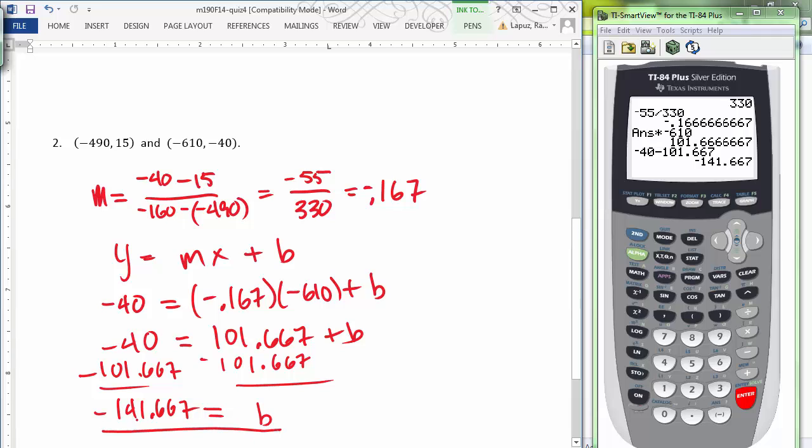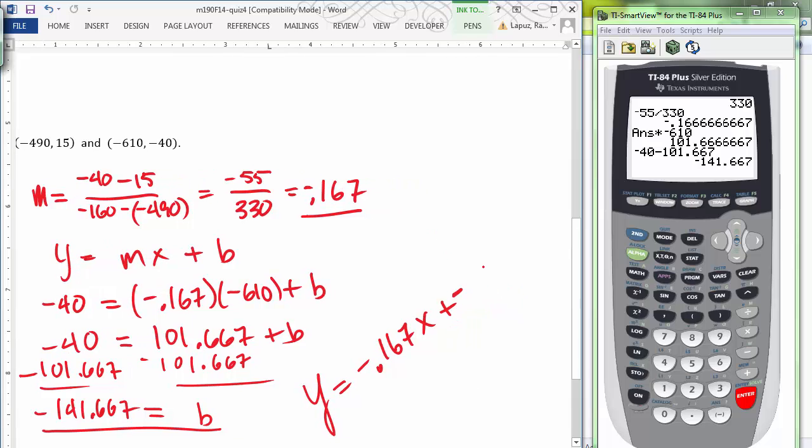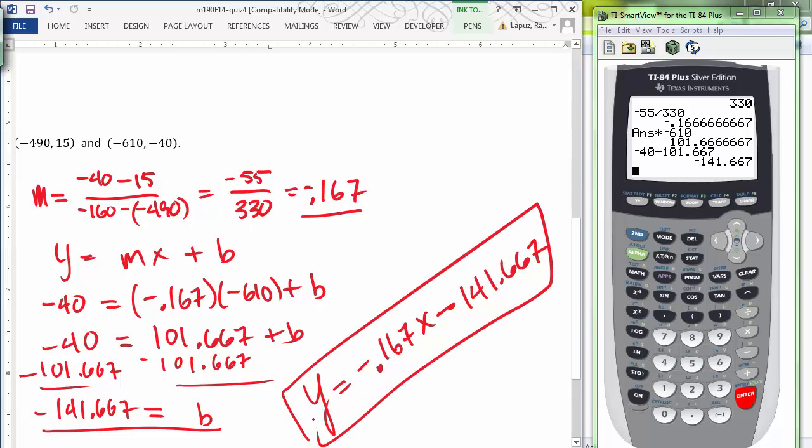So that's my b. I got my m and my b, so my line y is equal to mx plus b. Again, it's a negative, so let's just take this plus minus business out and just make it a negative 141.667. Okay, so that is your equation of the line.